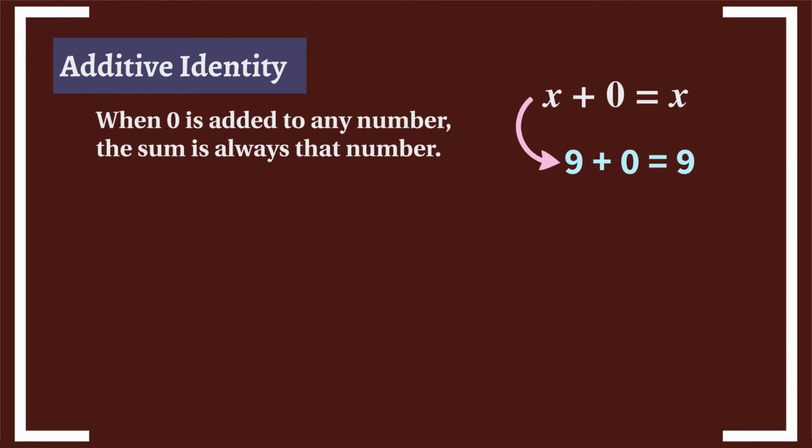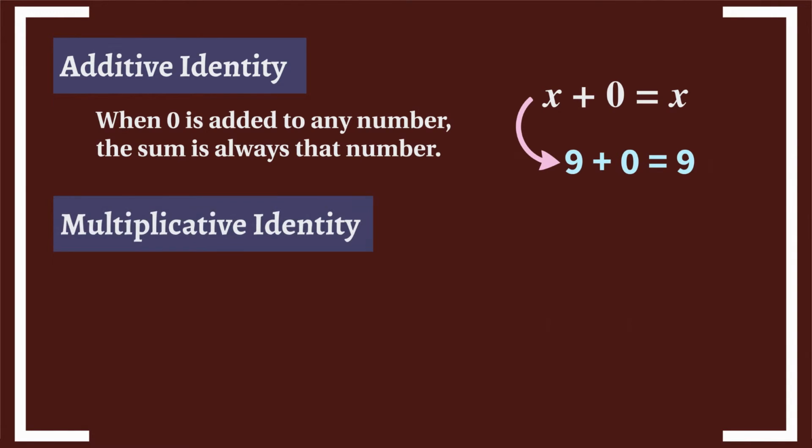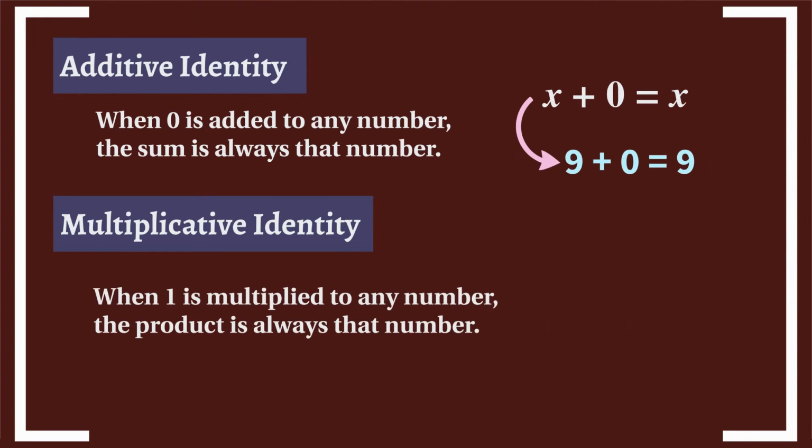This is also an identity property. Let's talk about the multiplicative identity. In the additive identity, we add 0 to a number and the result is the number itself. While in the multiplicative identity, 1 is multiplied to any number and the product is always that number. Putting it to equation, x times 1 is equal to x.